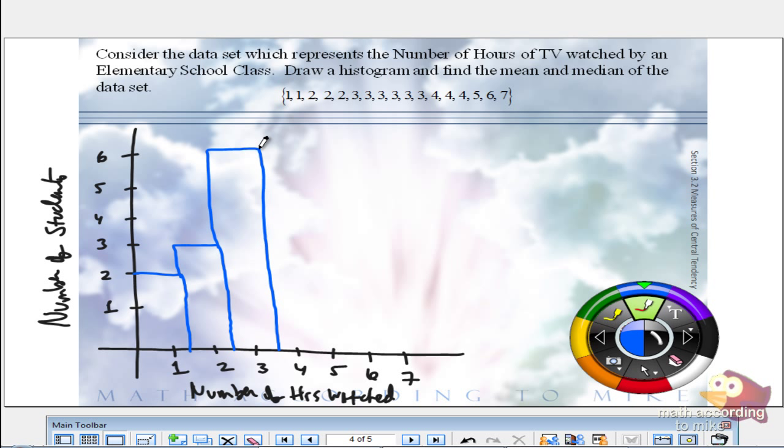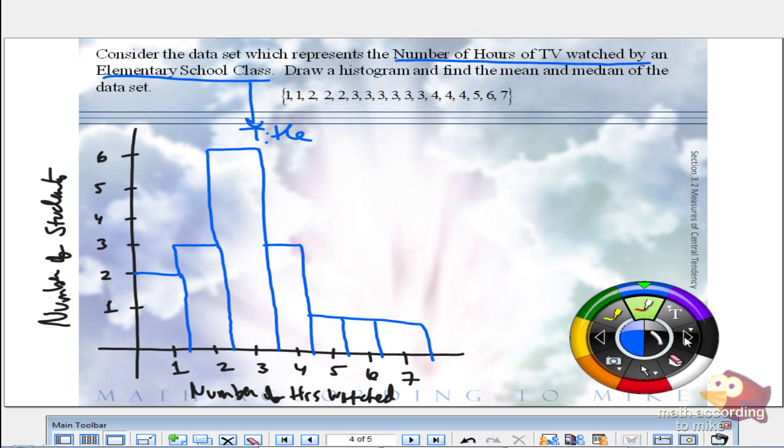Oh gosh. 4 hours? 5, 6, 7 are all 1. What are we missing? A title. Well, that's just this. Number of hours of TV watched by an elementary school class. I'm just going to put it there. Title. So there be our histogram.